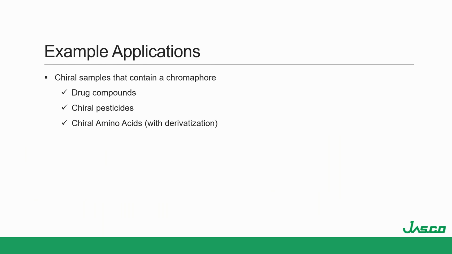So some example applications are chiral samples that contain a chromophore. It's an important distinction here, because as we get to some other detectors, you'll see that not everything requires a chromophore. But these are chiral samples that contain a chromophore, so drug compounds are probably the most popular use for this. Then chiral pesticides and chiral amino acids with derivatization are two other examples.